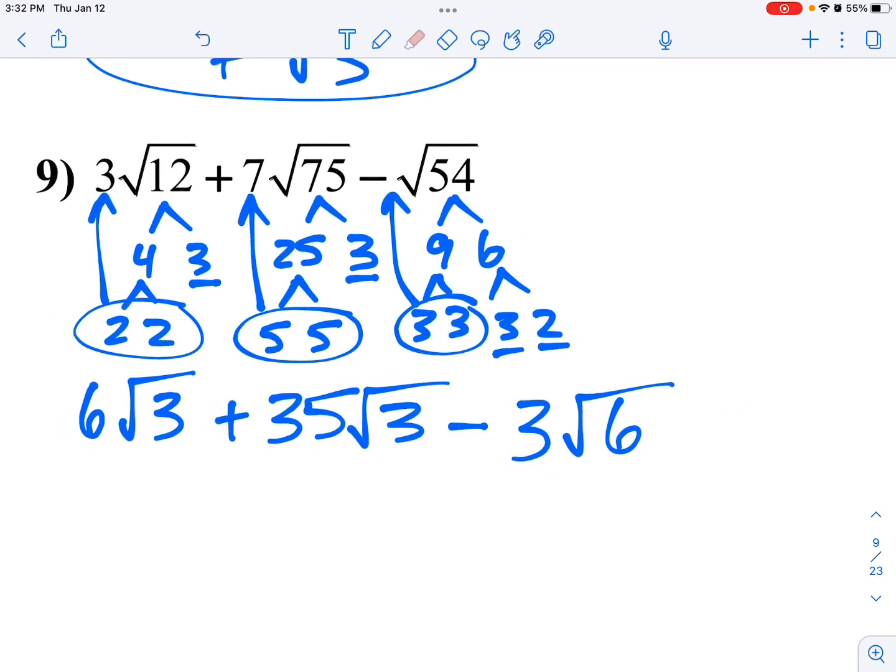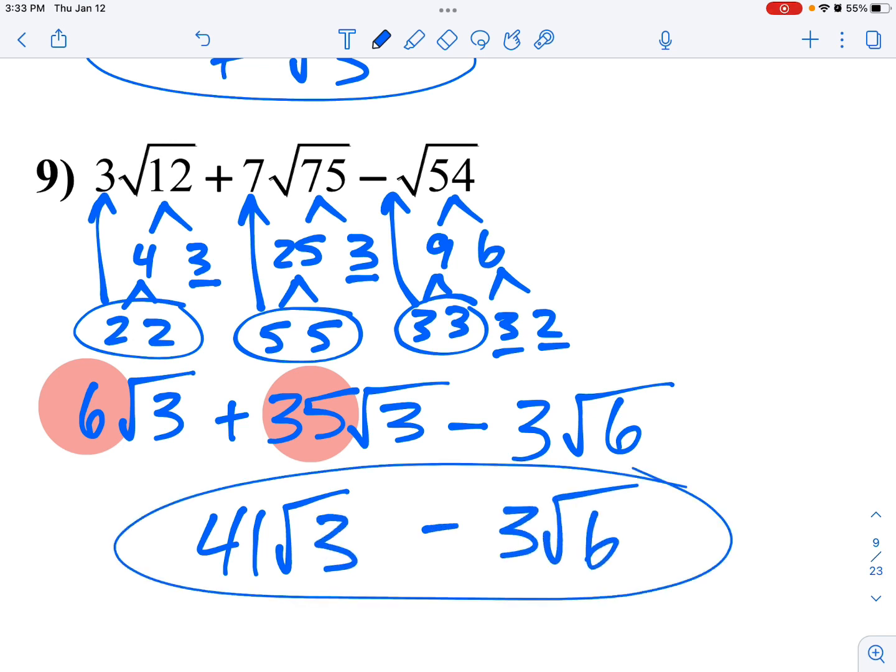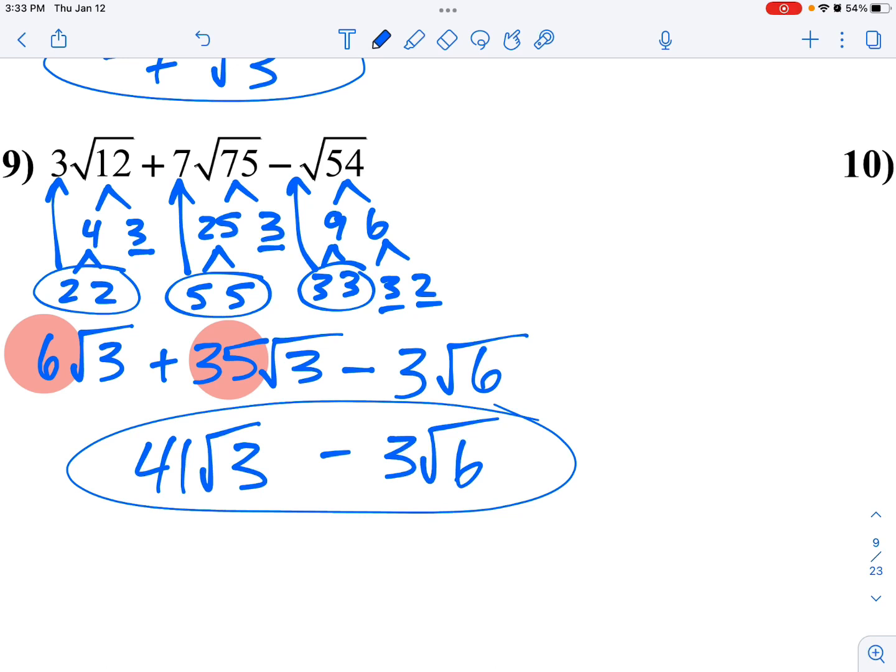Now let's see if we have any like terms. There's one and there's one. This is different. This is kind of like this is x, this is x, this is y. This is a different radical, so I cannot combine this with these other two. But 6 plus 35 makes 41, radical 3, and then just keep the 3, radical 6 at the end. Those are not like terms, so it's kind of like having 41x minus 3y. They're different. This is different from this, so we cannot combine those. Same thing. This is different from this. We cannot combine those. This is our final answer.